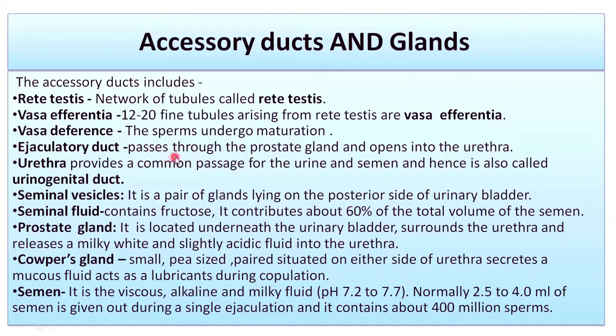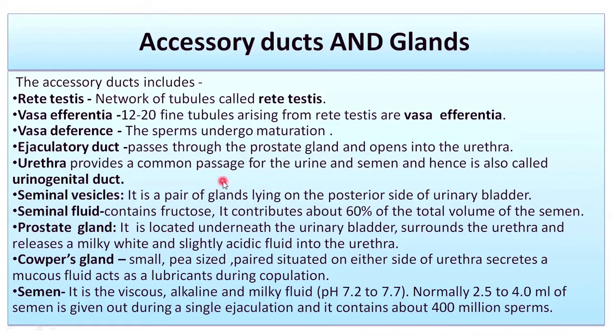Ejaculatory duct, what is the function? Again, it passes through the prostate gland and opens into the urethra. The same function is there. Before doing this, it joins the duct of the seminal vesicle to form an ejaculatory duct. So again, it will transfer the sperm through the prostate gland and open into the urethra.